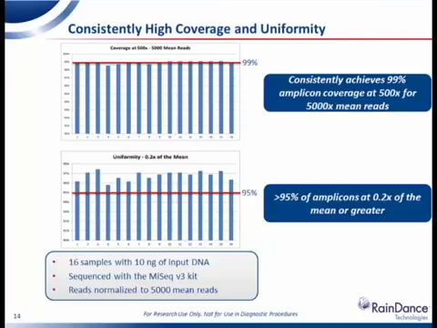This slide shows the results of 16 samples looking at the sequencing coverage depth for all amplicons and the percentage of amplicons with coverage at 0.2x of the mean or greater. As you can see in this top panel up here, the coverage is excellent, with 99% of the amplicons having 500x coverage at 5,000 mean amplicon reads. The uniformity shown in this panel here is also very good. All samples have greater than 95% of the amplicons with reads at 0.2x of the mean or greater.